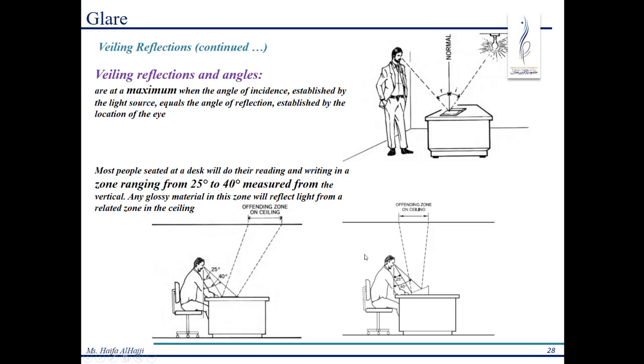So I might in the exam just give you the person with the desk and the ceiling empty. And I'll ask you, using projections of light, of expected light on the visual task, please find me the offending zone on the ceiling of the light.